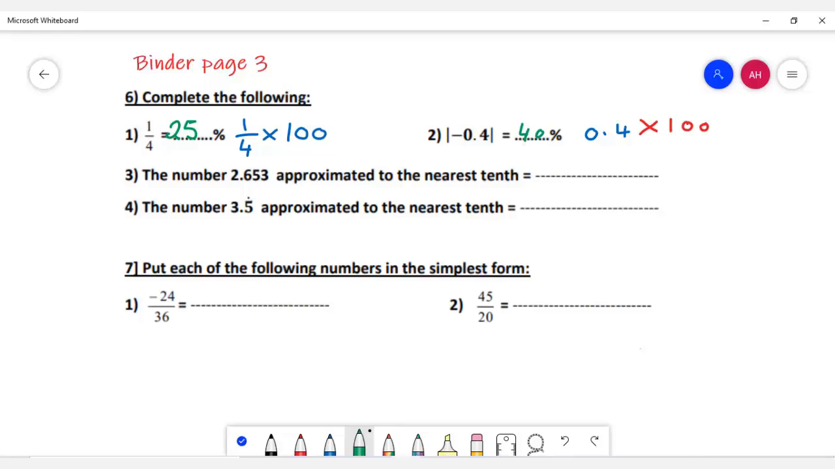Let's go now for number 3. The number 2.653 approximated to the nearest tenth. We know that the 6 is my tenth. It will be approximately equal to 2.7.